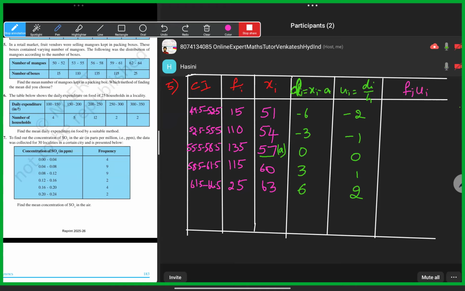So Fi ui, Hasni, if we multiply, we'll get 15 into minus 2, which is minus 30. 110 into minus 1 is minus 110. 135 into 0 is 0. 115 into 1 is 115. 25 into 2 is 50.